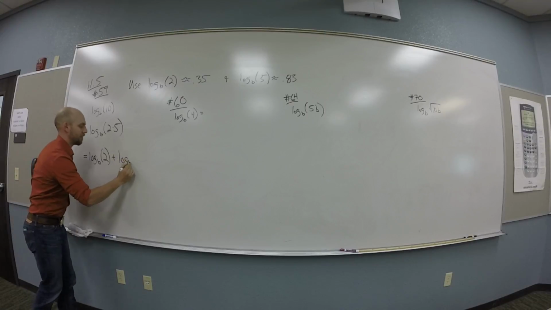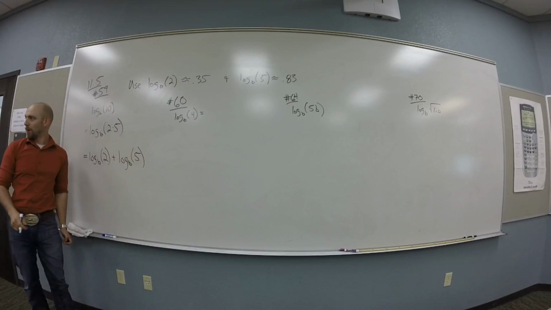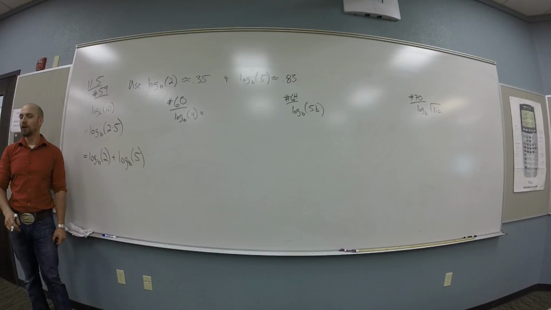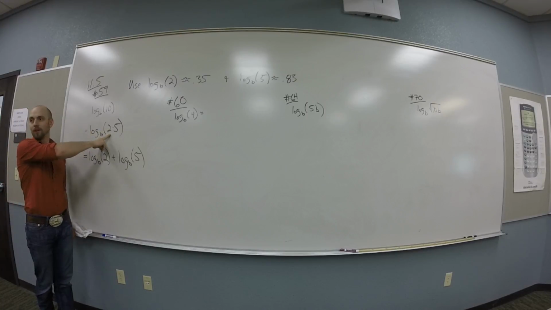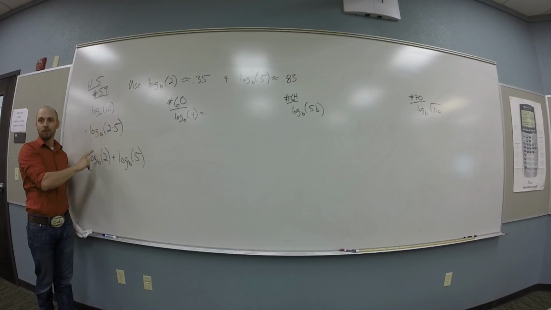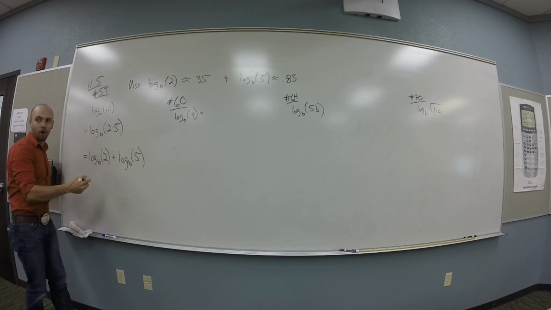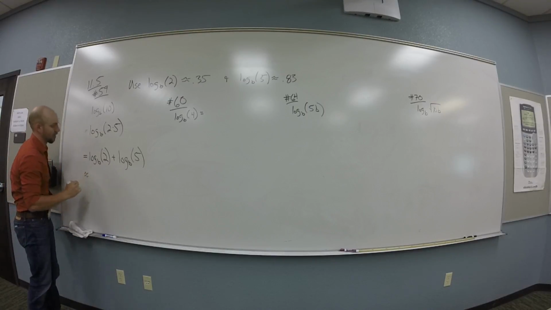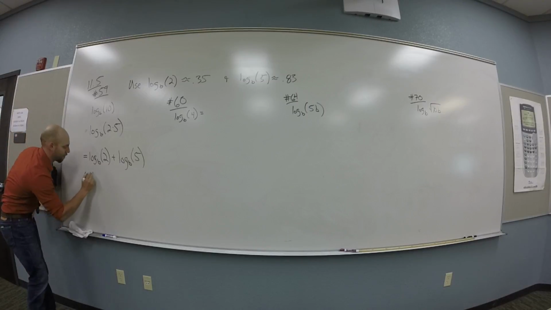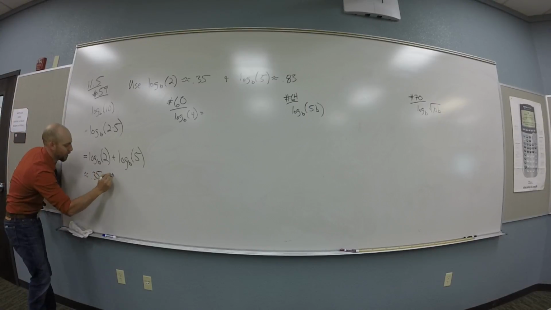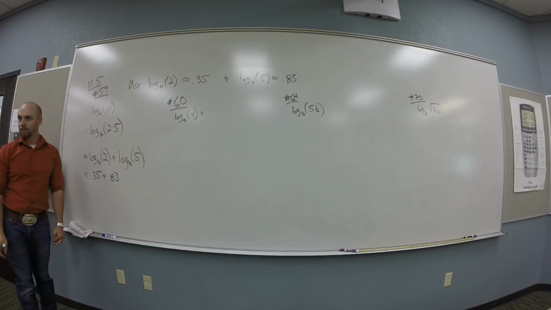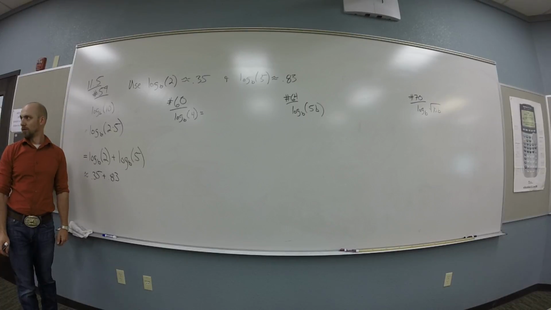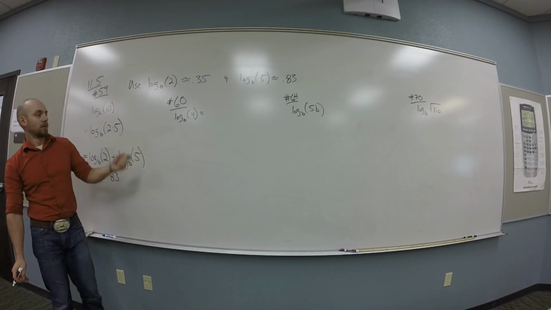Perfect. So we use the log rule about multiplication, to turn this thing from multiplication of two things that I wasn't quite sure of to the addition of two logs that I happen to know. So now I can just approximate this thing with 0.35 plus 0.83, and we get whatever we get out of that. Cool? 1 point.